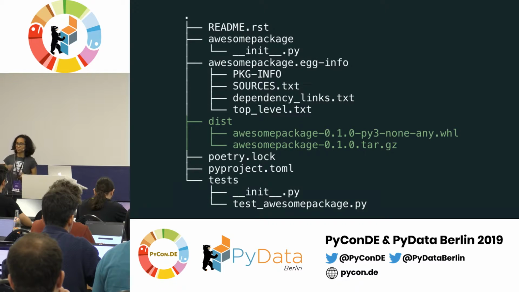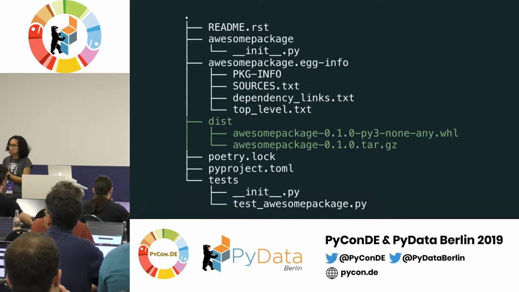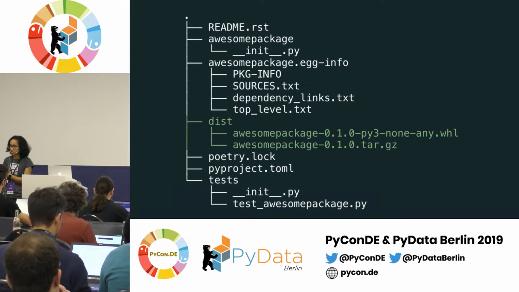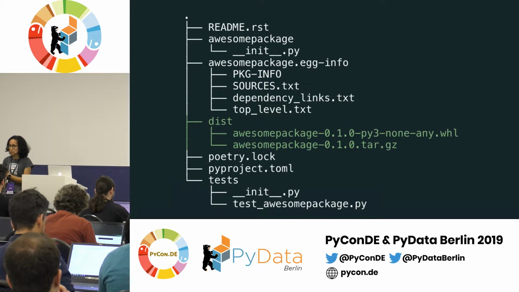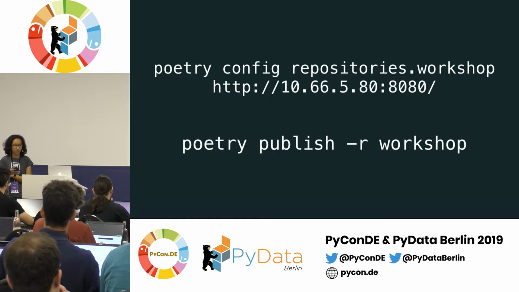Yeah, hopefully we will all be just using wheels and source distributions from now on. And if you don't have a poetry log file, it's probably because you didn't run poetry install, or did you? Oh, if you did pip install, it won't generate a poetry log for you. You have to do poetry install.